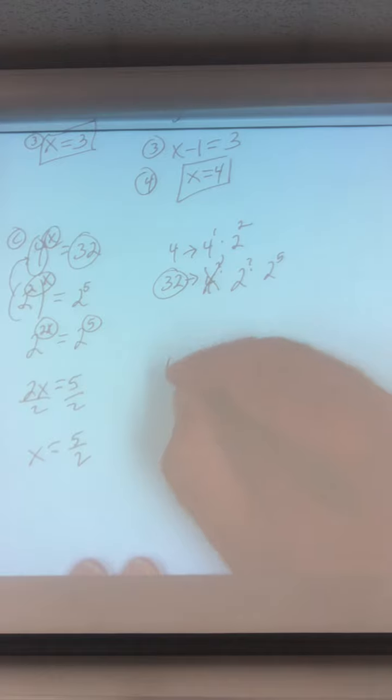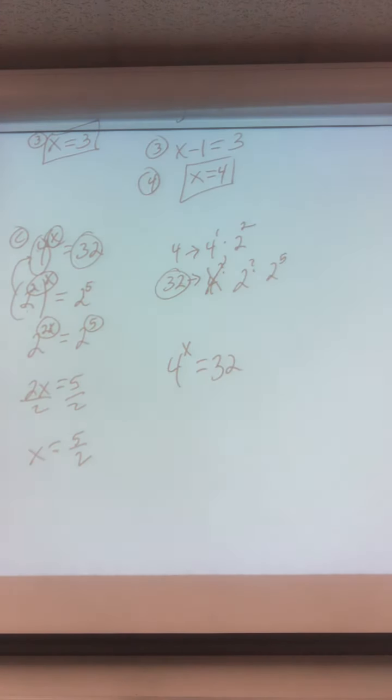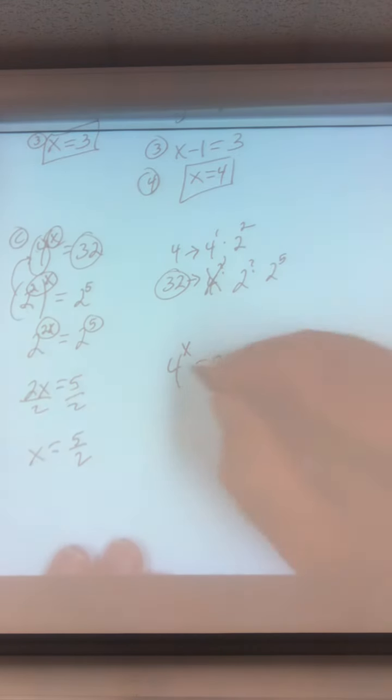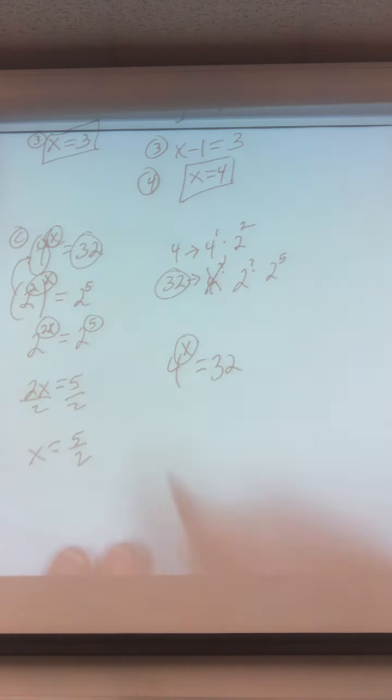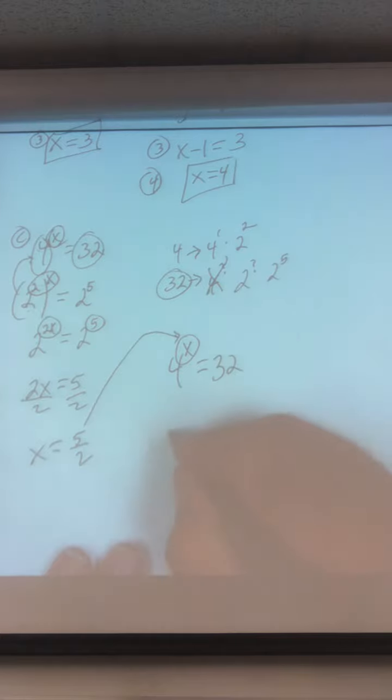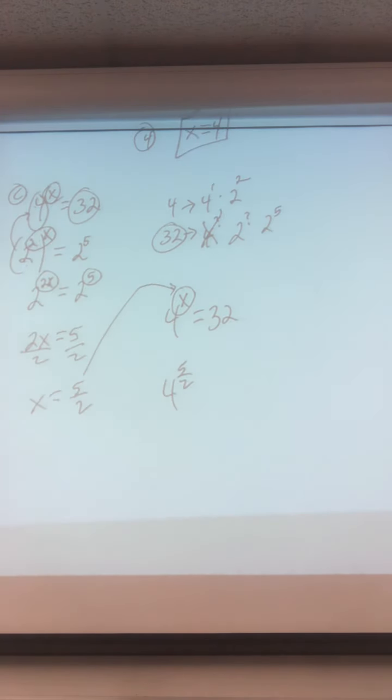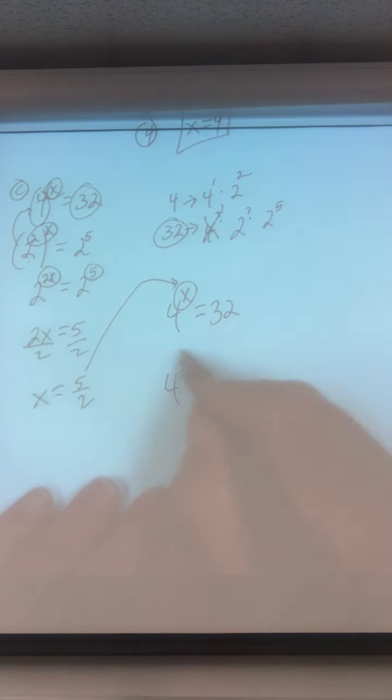Now, you don't have to check this, but let me show you that it works. Remember, this was the original problem: 4 to what power is 32? Well, we just found what that power needs to be, 4 to the 5 over 2. Now, let's check to see if that works.